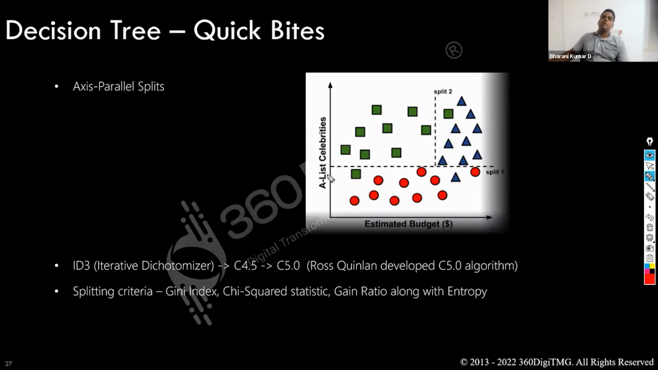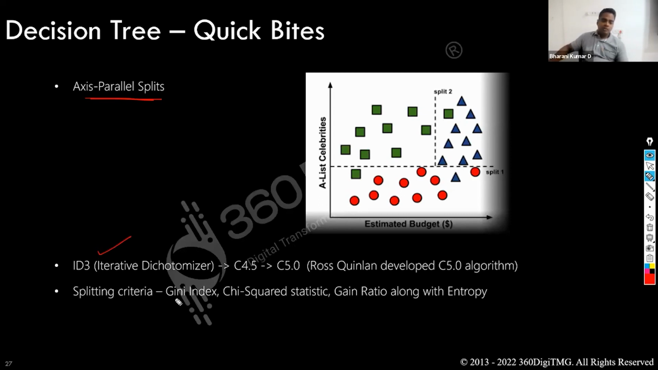Since that flexibility doesn't exist, and since decision tree can do only axis parallel splits, I mean, this split is parallel to x-axis. This split here is parallel to y-axis. So you're restricting yourself, you're forcing yourself to do only certain predictions correctly.